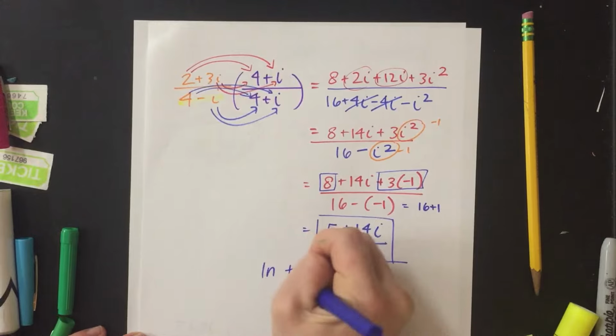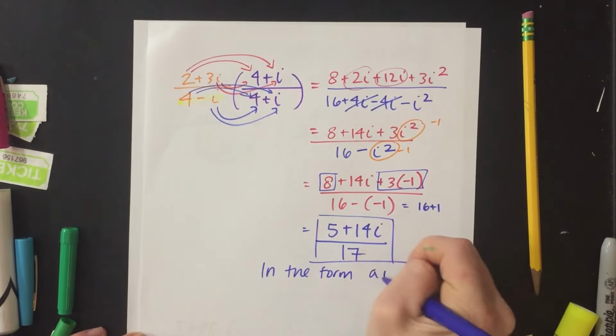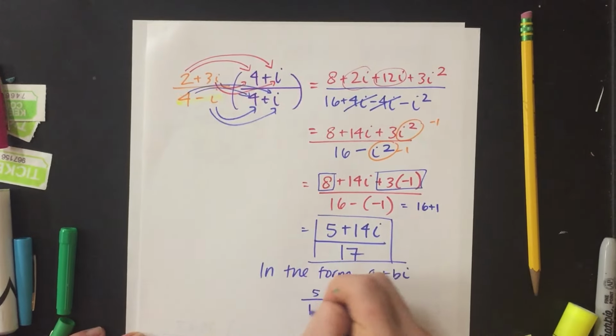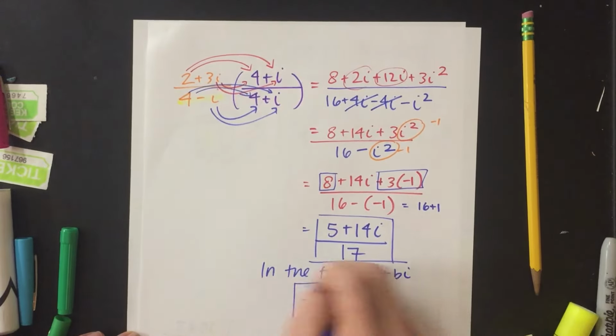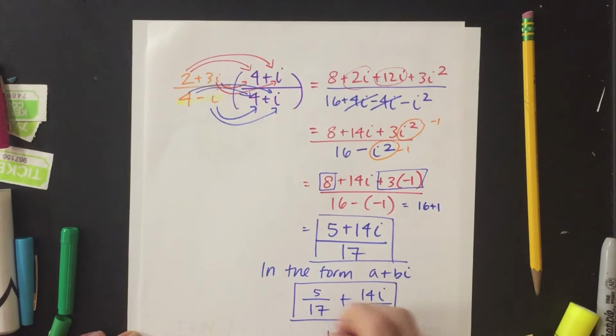And I can write it in the form a plus bi by going 5 over 17 plus 14i over 17. Yay!